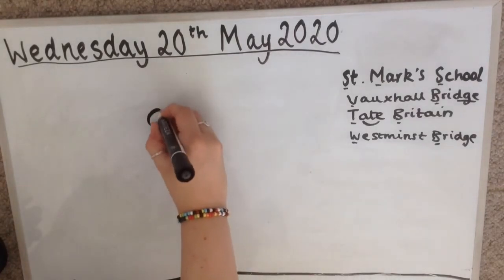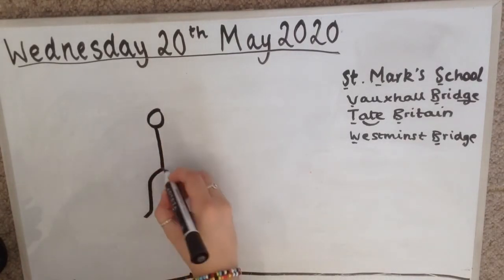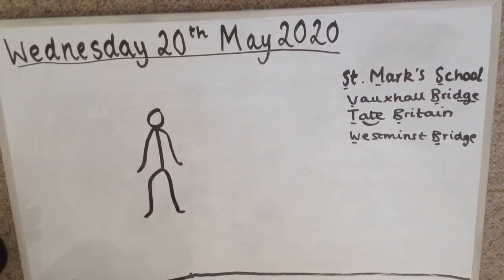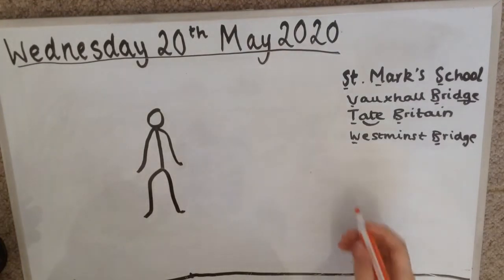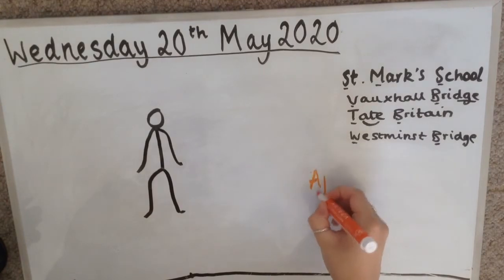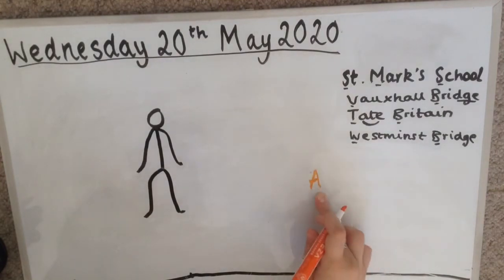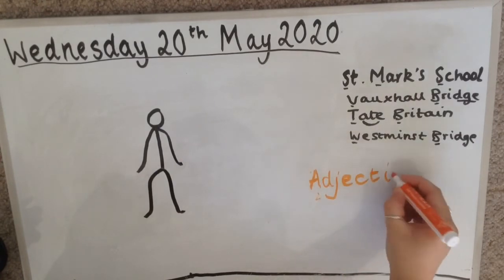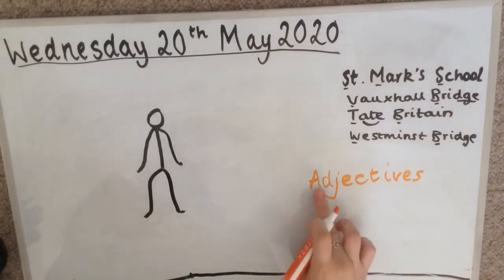So I'm just really quickly going to draw a stick person. Of course, when you do it, you can draw your character in as much detail as you would like. And we've done this before many times, so you shouldn't really have too much of a problem with this today. But we are going to be thinking of how we can describe our character. So that means we are going to be looking at our adjectives.